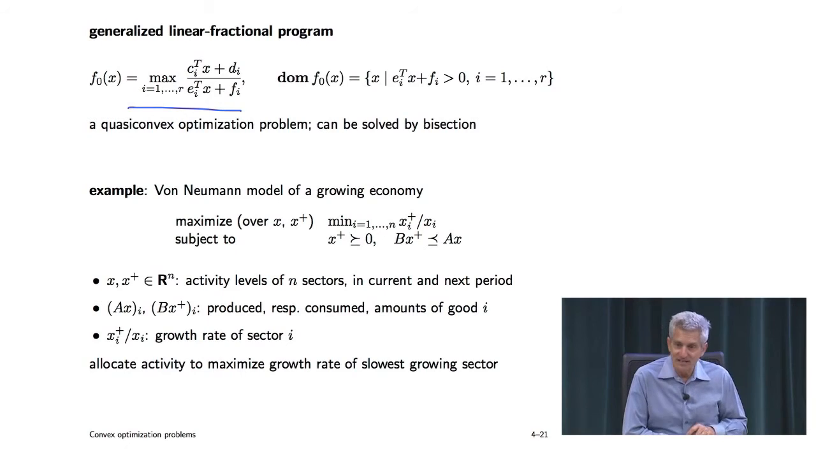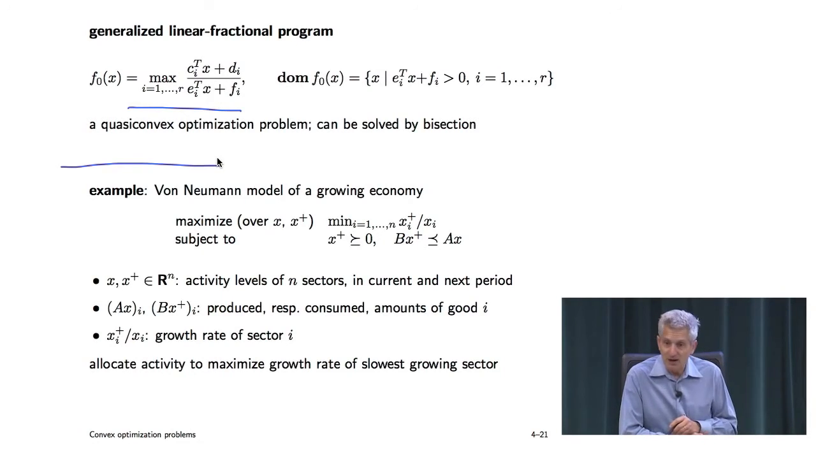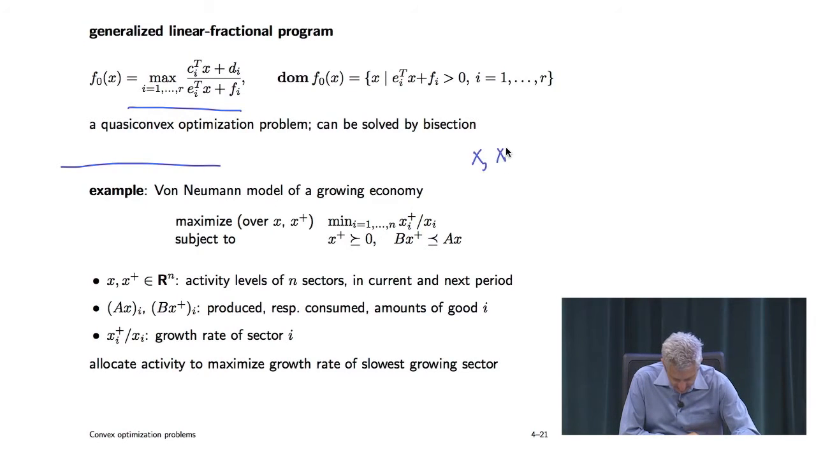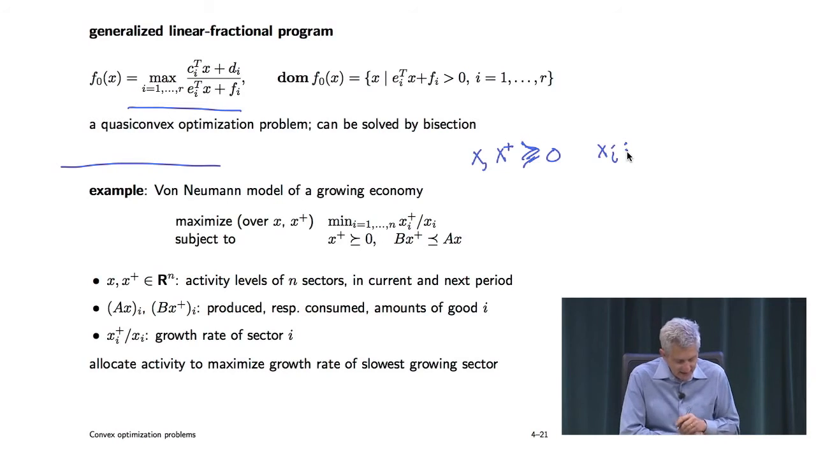A very, very interesting example of this problem is the so-called von Neumann growth model. So in the von Neumann growth model, the way it works is this: we have variables x and x plus. These are variables, and they have to be greater than or equal to 0, so that's a generalized inequality. They're non-negative. And what x_i represents is the activity level of sector i in an economy.